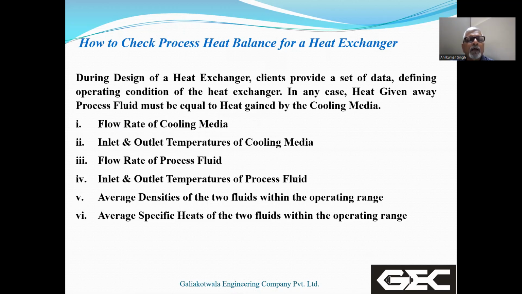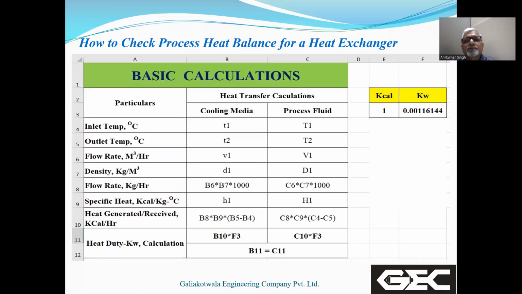Out of the six data, that is flow rate of cooling media, inlet and outlet temperatures of cooling media, flow rate of process fluid, and inlet and outlet temperatures of process fluid, at least 5 parameters are defined by the client, and the sixth parameter is achieved by calculating the process side heat and the cooling media heat, the process fluid being cooled and the cooling media getting heated up. This is the basic calculation.